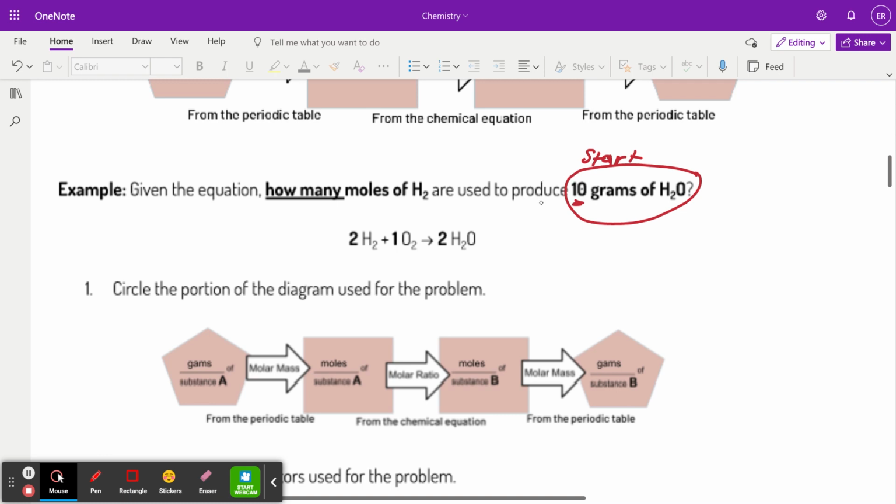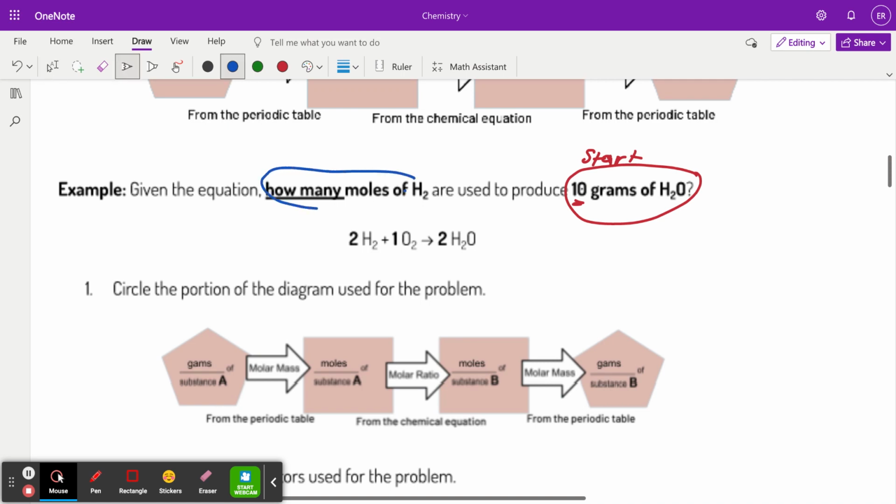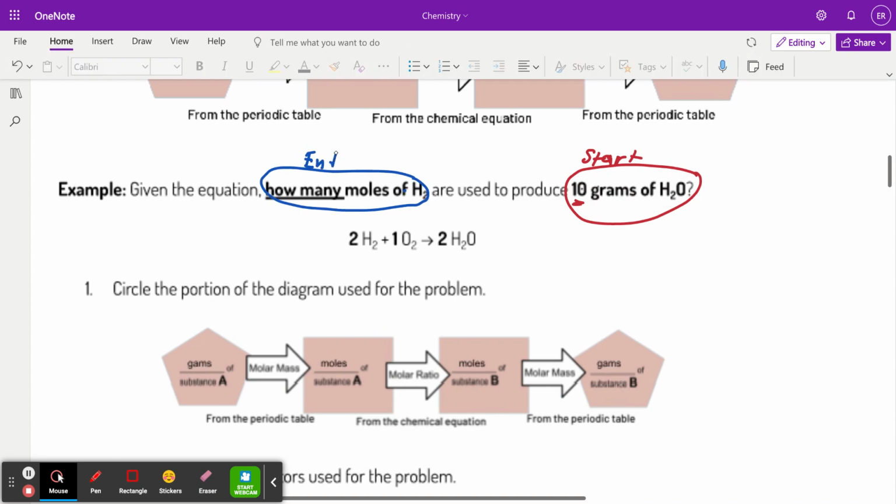And then after that, we are going to look for the words how many, right? How many, and that's going to give us our end. How many what? How many moles of H2? So let's go ahead and circle that. And this is our end. Our end or our final.